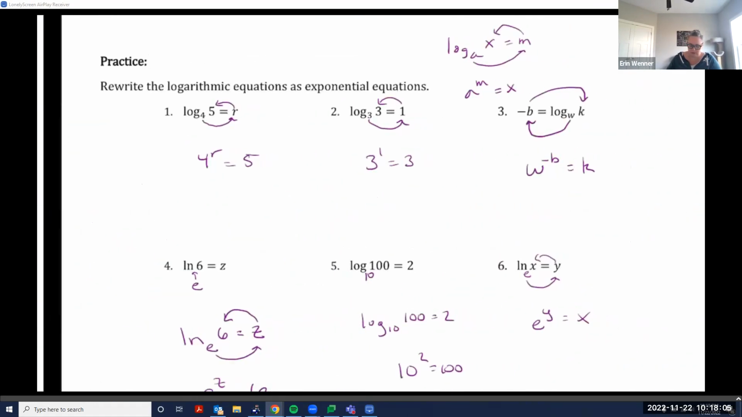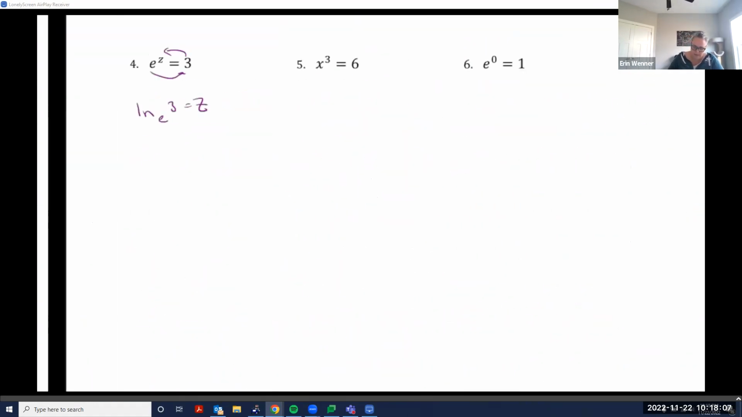So if we go back to number 4, I have ln base e of 3 equals z. We could write ln of 3 equals z, or, although it's not my preferred way, we could still say log base e of 3 equals z. So do 5 and 6 and send me your answers.